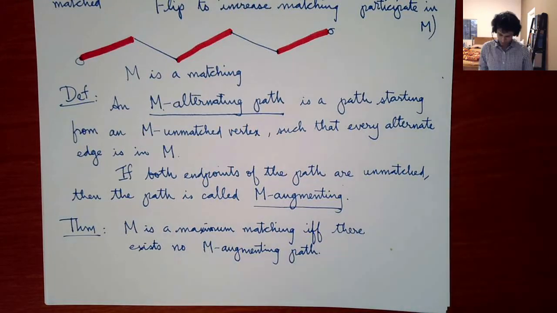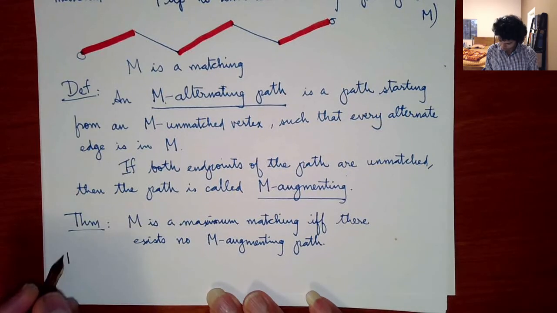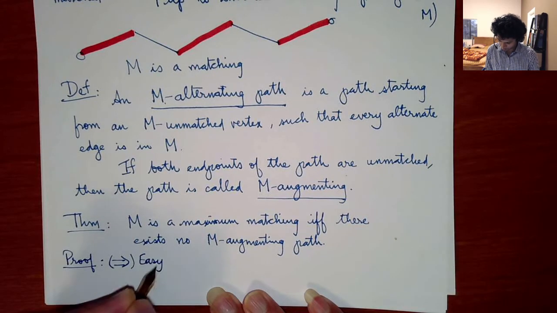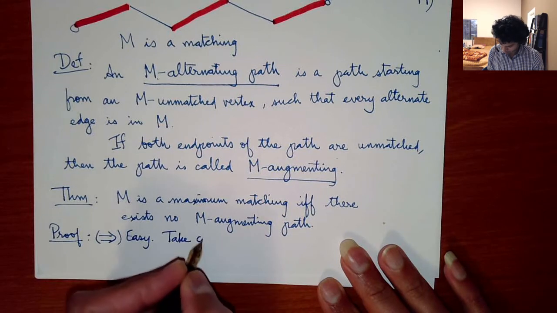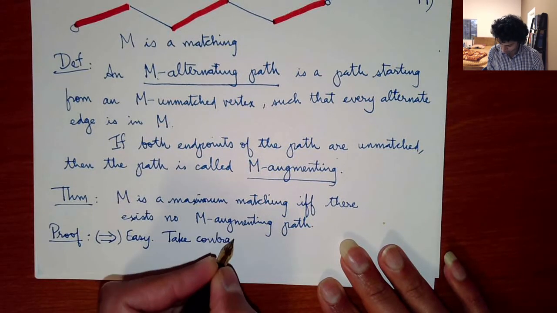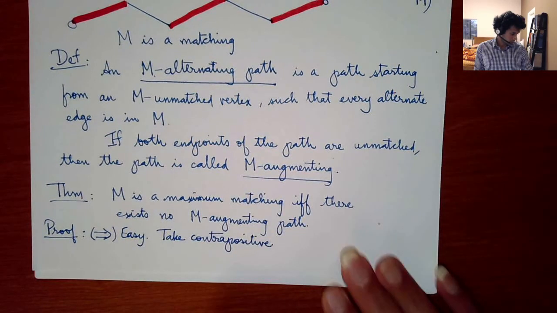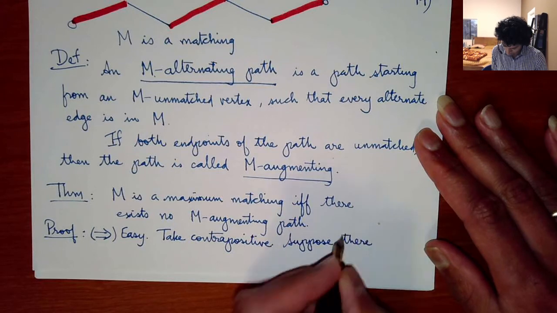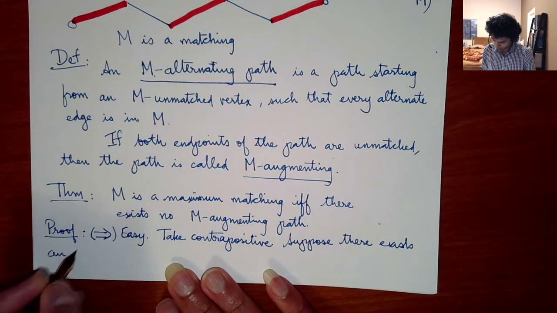Okay? So let me go ahead and prove the statement. Let's start from the easy direction. This is the easier direction. We'll take the contrapositive. Suppose there exists an M augmenting path.